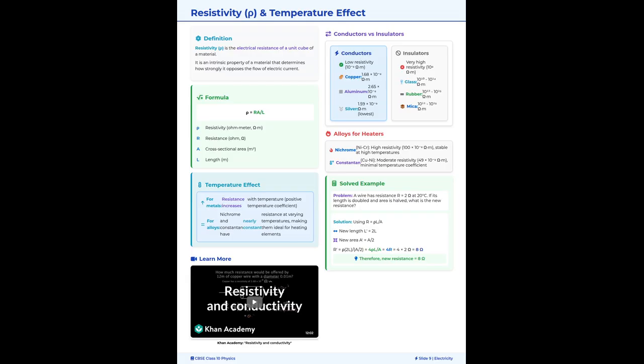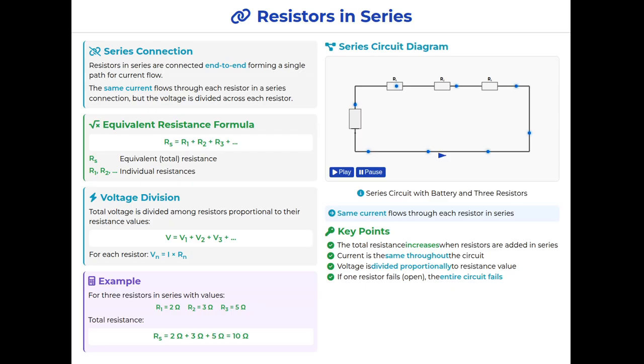A great analogy is a water pipe. A wider pipe lets more water flow with less opposition. The third and maybe the most important factor is the material itself. This intrinsic property is quantified by its resistivity, symbolized by the Greek letter rho. Materials like copper and silver have very low resistivity, making them excellent conductors. On the other hand, materials like glass and rubber have extremely high resistivity. Wow, that makes them insulators.